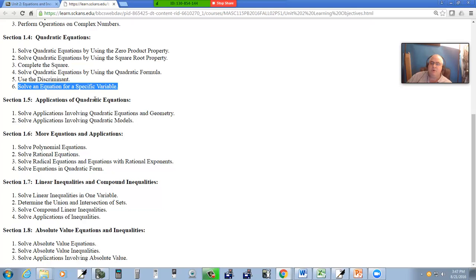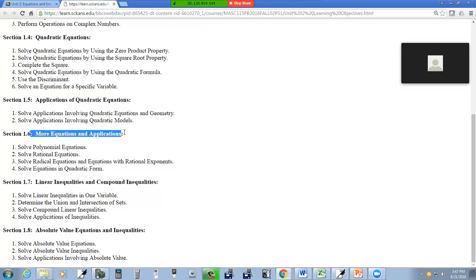Now, applications of quadratic equations, I'm going to skip over that. It's possible I might have time to come back to it, but more than likely I wouldn't. And we'll go down to section 1.6.